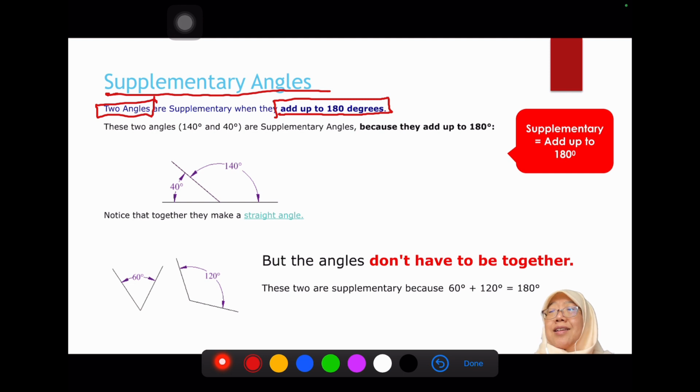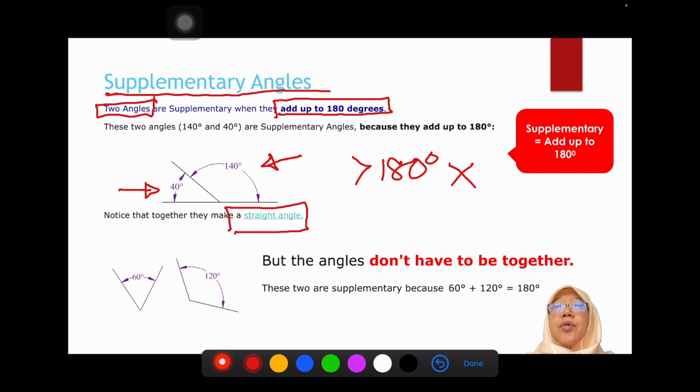Now congruent angles means they are the same, so there's no adding up of anything. Here for example we have 40 degrees and 140 degrees. When you add them up, it must be 180 degrees. If it is more than 180 degrees, this is not supplementary angles. Here, they make a straight angle.